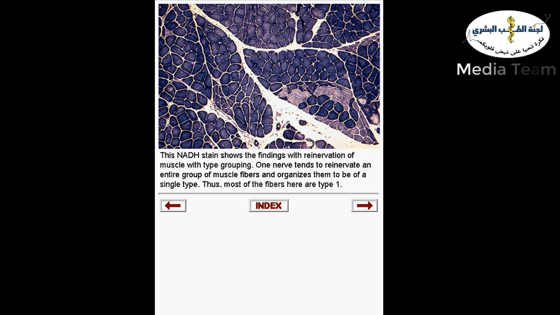And if you look here, this is the NADH stain again. What are the dark ones that are stained with NADH? Type what? Type 1. So most of the muscle fibers here are actually type 1, and we have only residual type 2 that are going through degeneration, degenerated and necrotic type 2 muscle fibers because of the nerve injury that occurred in this patient. So once you see this stain, you can tell that this is a denervation and reinnervation pathology.